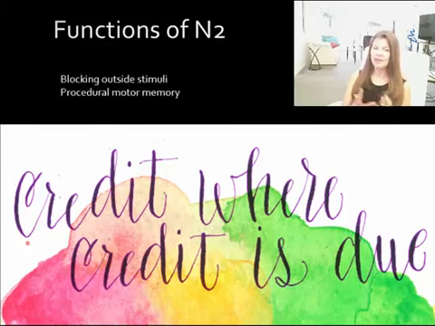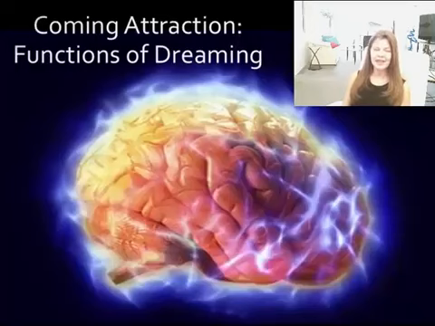N2 sleep functions as the external gatekeeper, blocking outside stimuli from entering the brain. Sleep spindles and K complexes are both believed to block these stimuli unless they are deemed important enough to disturb or prevent sleep. Finally, N2 sleep spindles appear to help maintain procedural motor memory for simple motor tasks like walking or riding a bike. This concludes our lecture on the functions of sleeping, focusing on non-REM sleep.